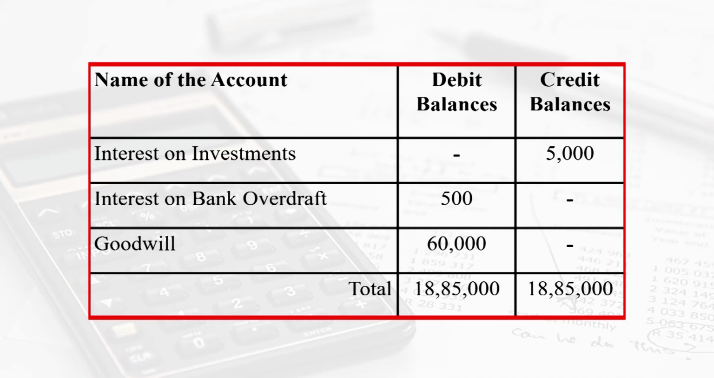So the total of the debit side of the trial balance is 18 lakh 85,000. The credit side of the trial balance is also 18 lakh 85,000. It means both sides of the trial balance agree, so the arithmetical accuracy is there. There is no mistake as far as arithmetical accuracy is concerned. Then after the trial balance, there are adjustments which we have been provided with.